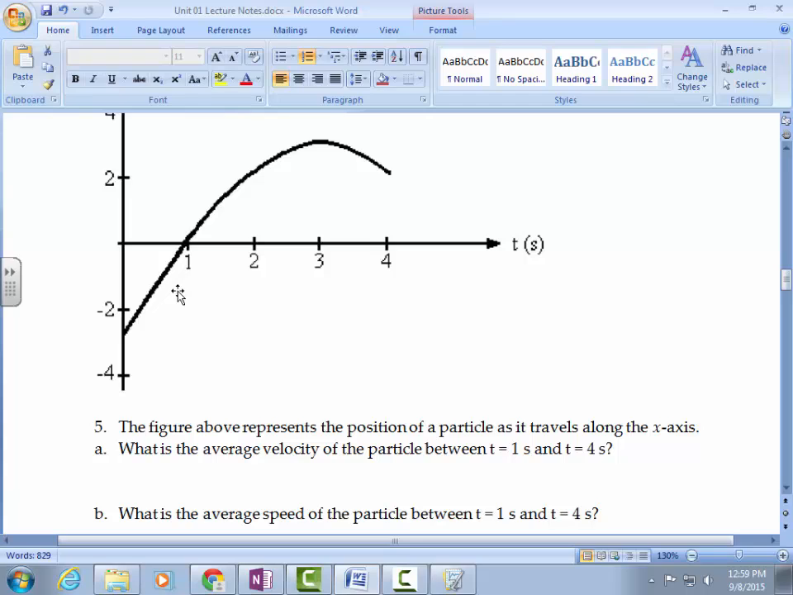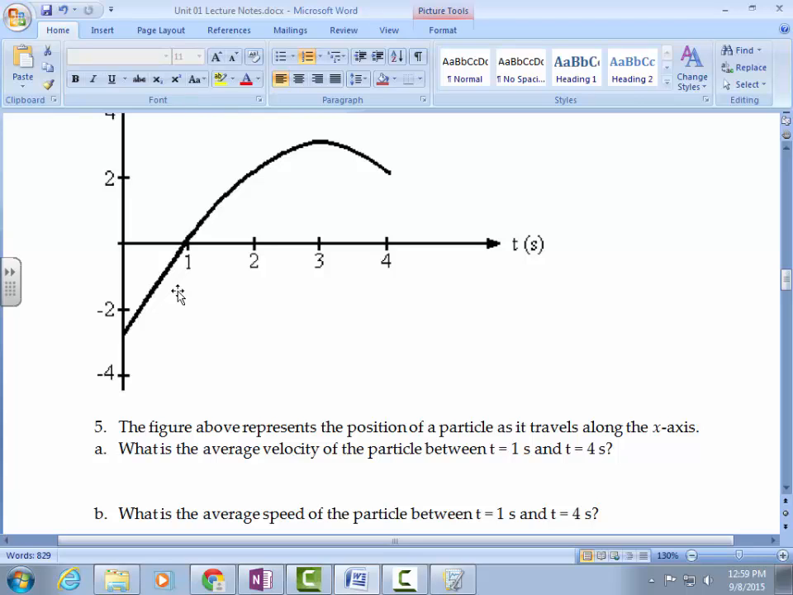So what was the procedure I said for finding distance? You have to index every single point in which there was a change in direction. So where is there a change in direction? At what time? At t equals 3, right? So now, what is the distance it traveled?